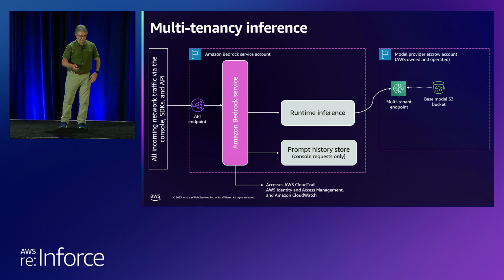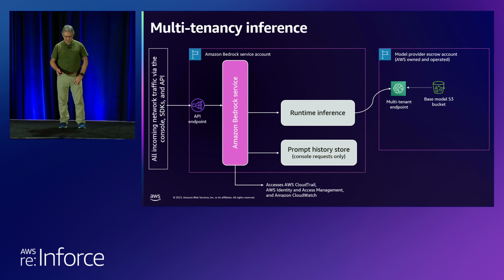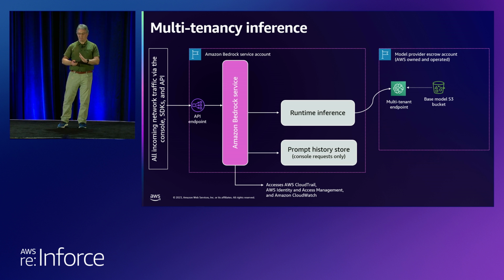So we'll start with multi-tenancy inference. On the right-hand side, you'll see there's a model provider escrow account, which Mark mentioned in the previous slide. We have one of these per model provider per region. And each one contains buckets to hold the basic models for that provider, and also anything that's been fine-tuned for that provider. Just to set the scene before we get going.